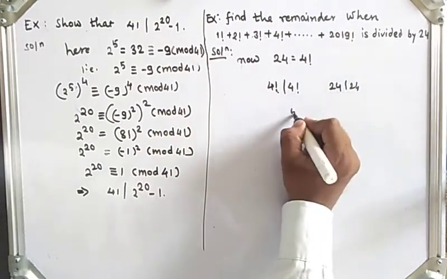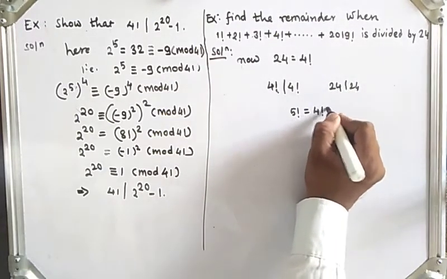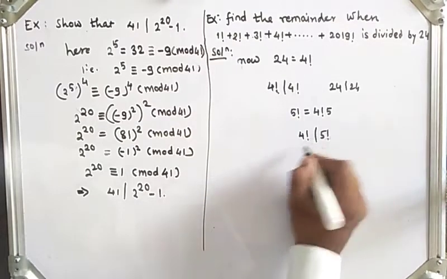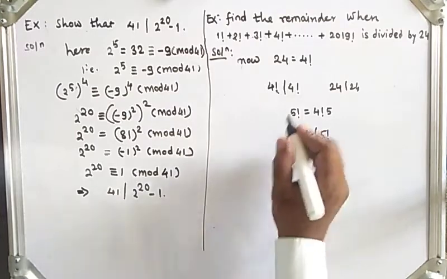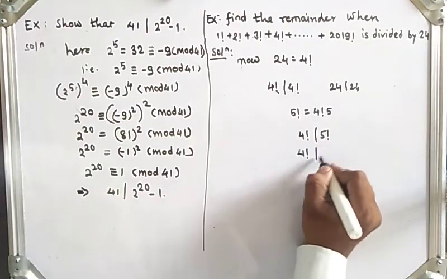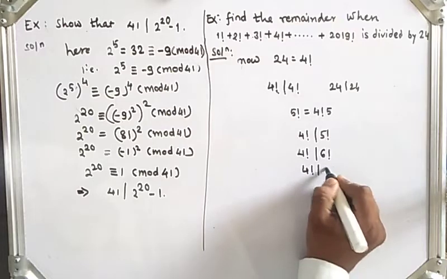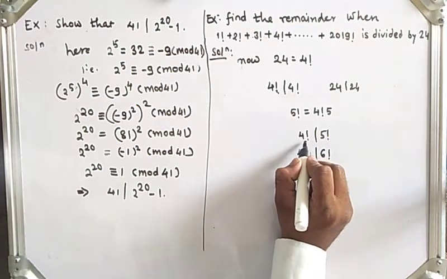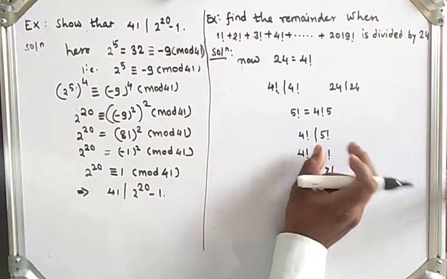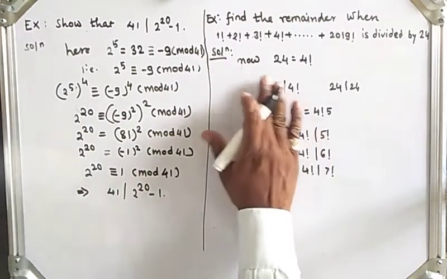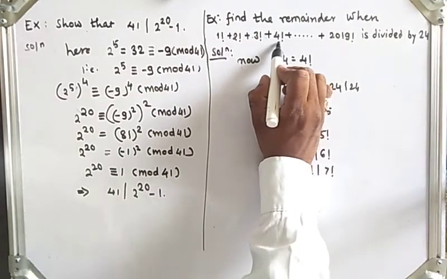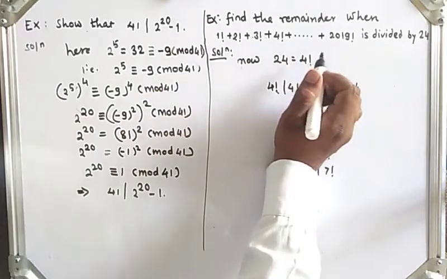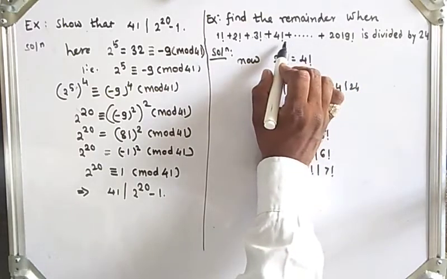Now 5 factorial can be written as 4 factorial into 5, right? So 4 factorial divides 5 factorial, and in a similar way 4 factorial divides 6 factorial, and 7 factorial, which means the remainder is 0. So for numbers greater than or equal to 4 factorial, 4 factorial always divides them, right? In that case we will get remainder 0.